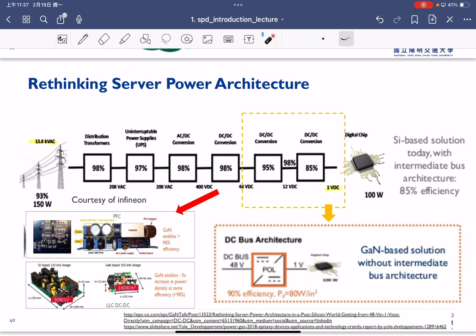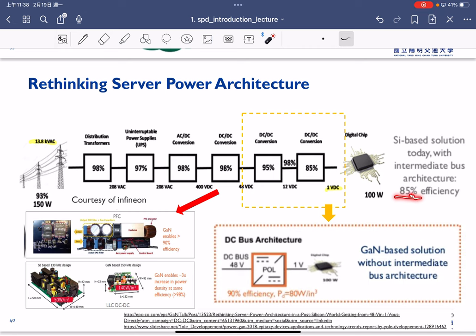So first of all, we need to have the 200 volt AC, and then it becomes 400 volt DC, and 48 volt DC and 12 volt DC, in the end to the 1 volt DC. So each step has a different efficiency and needs a different semiconductor technology here. But the problem is that the efficiency is not always perfect. So for each transform, you lose a certain efficiency. So you have 98%, 97, 98, in the end 95, in the end 85. So if you use a conventional silicon solution, it actually only has 85% efficiency overall.